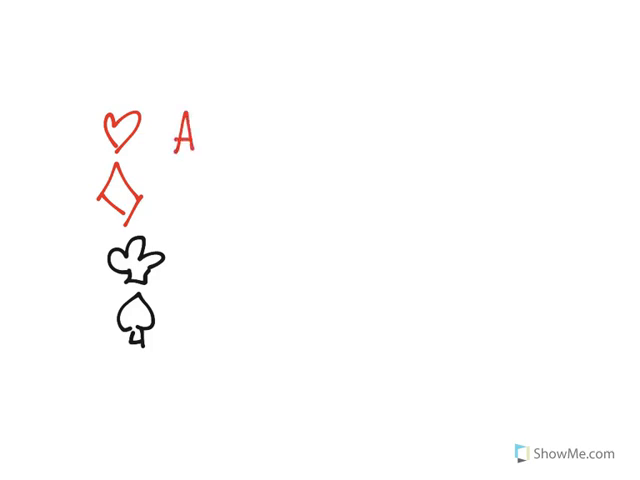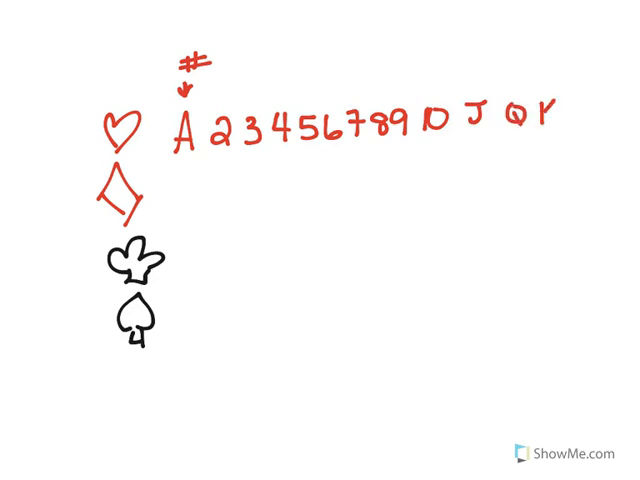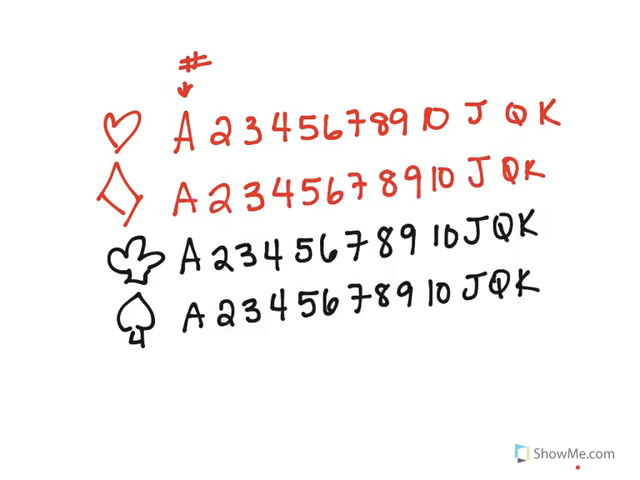And in each set, we have the numbers ace, 2, 3, 4, 5, 6, 7, 8, 9, and 10. We count aces as a number card. And then we also have a jack, a queen, and a king. So that is the same for each suit. So we have 52 cards in total. Each suit has 13 cards. So each one of them has 13.